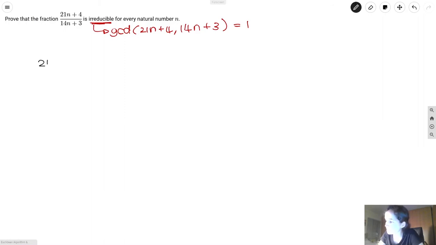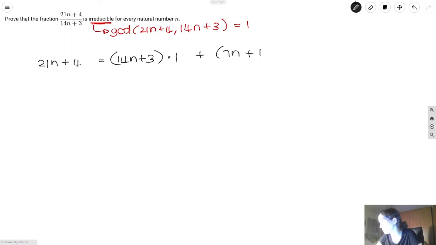So since 21n plus 4 is bigger than 14n plus 3, we say 21n plus 4 is equal to (14n plus 3) times 1 plus 7n plus 1. So this is the remainder, or R1. Q1 is equal to 1. This is B, and this is A. You can see 14n plus 7n is going to be 21n, and 3 plus 1 is going to be 4, and that's how we reach the remainder of 7n plus 1.